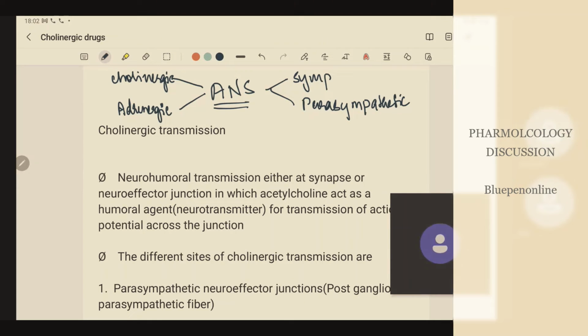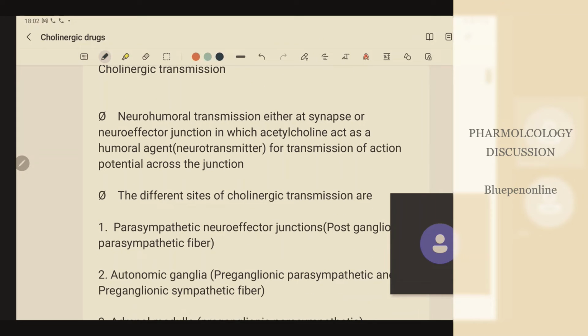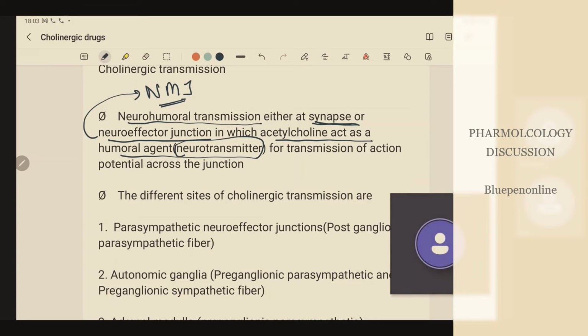So we are dealing today with the first part, that is the cholinergic part of the autonomic nervous system. This cholinergic transmission is a neurohumoral transmission either at a synapse or a neuroeffector junction. A neuroeffector junction is nothing but a neuromuscular junction, in which acetylcholine acts as a humoral agent or a neurotransmitter in simple terms. The transmission of action occurs across the junction.